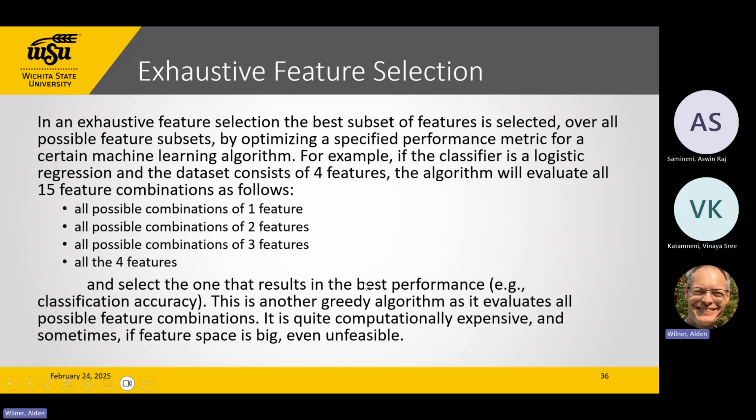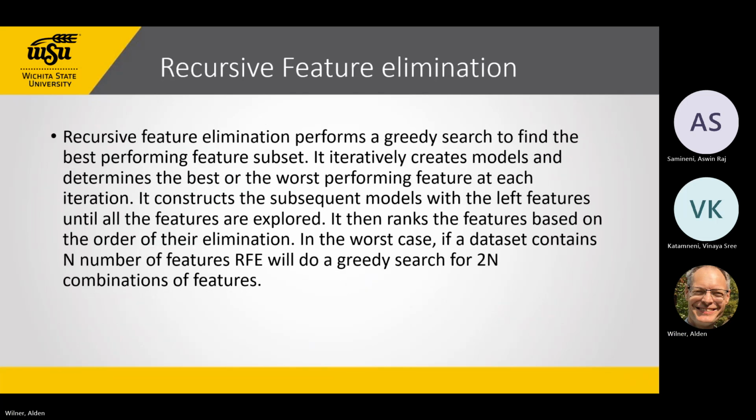And then we select the one that results in the best performance, as in, say, classification accuracy or F-score or sensitivity or recall, whatever we choose as our performance metric. We'll find the one that's best. This is a greedy algorithm. It considers everything. It's computationally expensive. If you have too many features, it becomes unfeasible unless you have unlimited processing time and a giant supercomputer, right? And an unlimited budget.